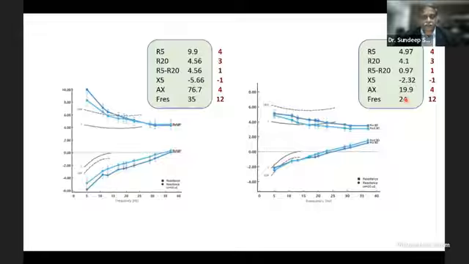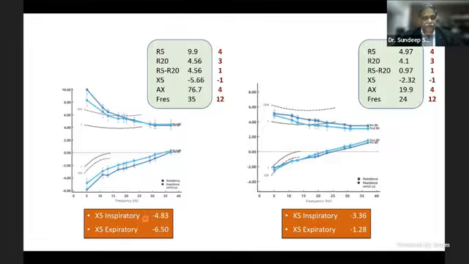So what is the diagnosis in this case? Now here the X5 inspiratory and X5 expiratory is going to give you the clue. X5 inspiratory is minus 4.8, X5 expiratory is minus 6.5. X5 expiratory is more negative than X5 inspiratory. So this is obstructive airway disease, COPD.